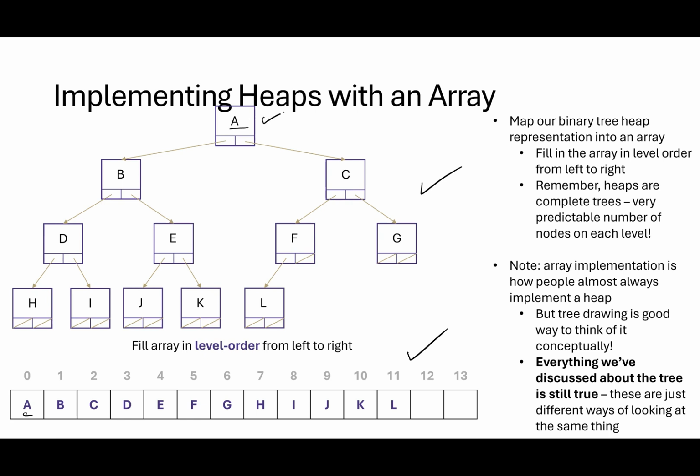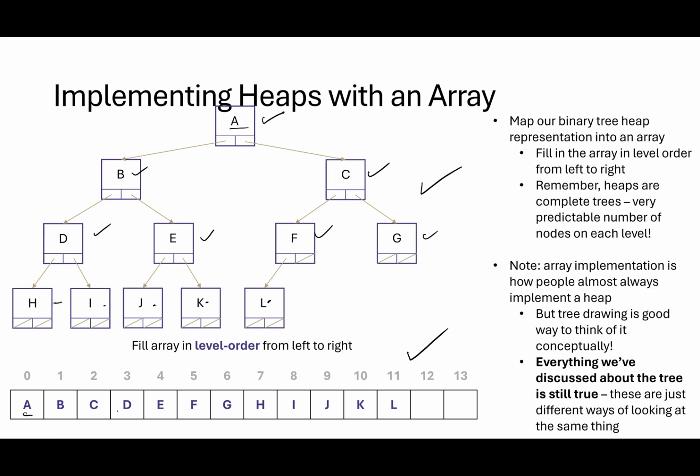Right, like this: A, B, C, D, E, F, G, H, I, J, K, L. So go to every level, just read from left to right, put it into the array. Okay, and then it will actually have a nice heap kind of a structure. I'm going to show you how.